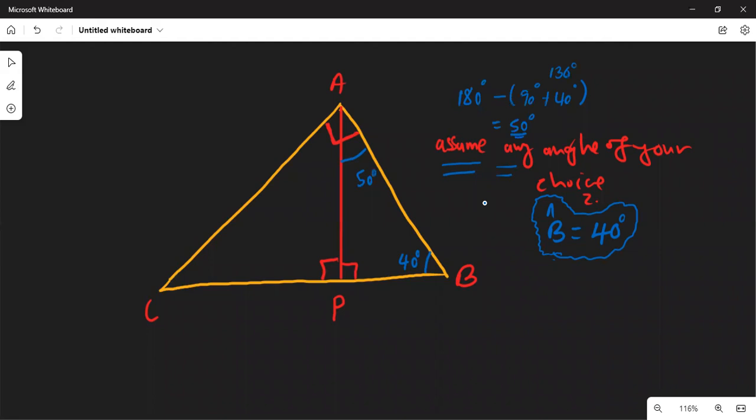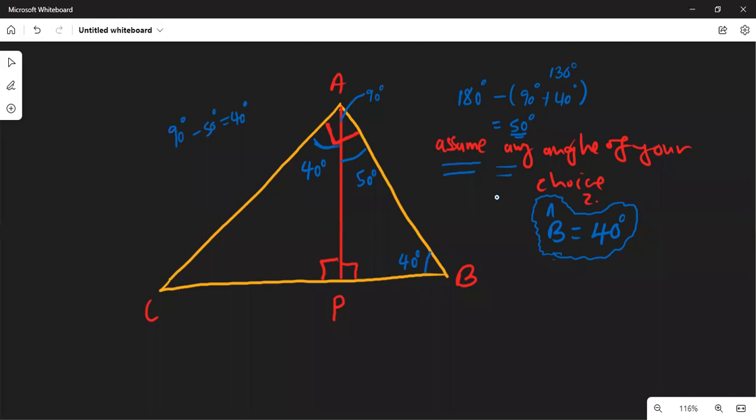But remember that the whole of this angle here, all this complete angle was 90 degrees. Now we know this is 50 degrees. What does it mean about this angle here? It's 40, because it is 90 minus 50, which is 40 degrees. So this angle here is 40 degrees.